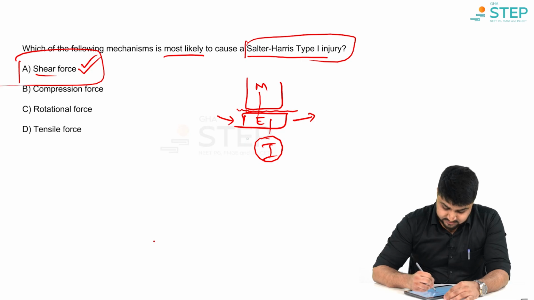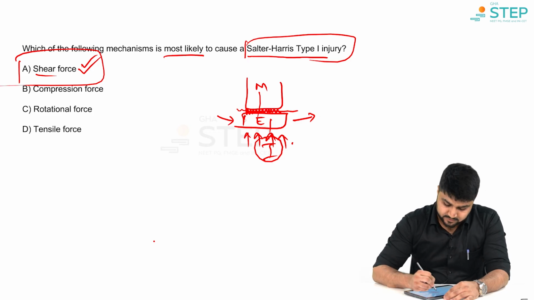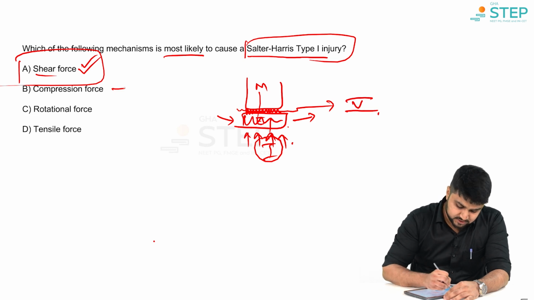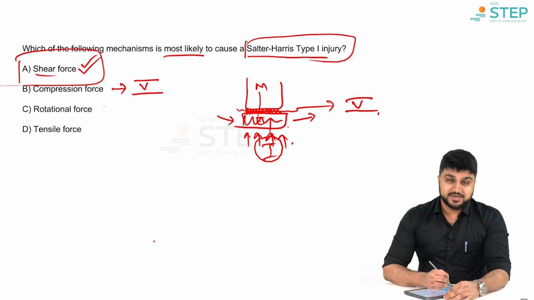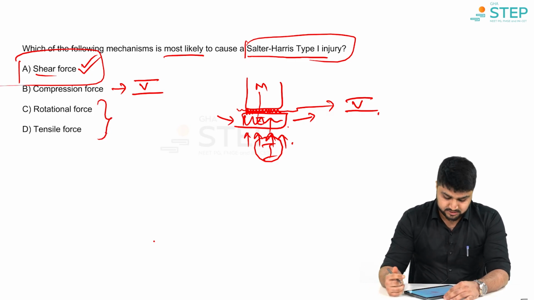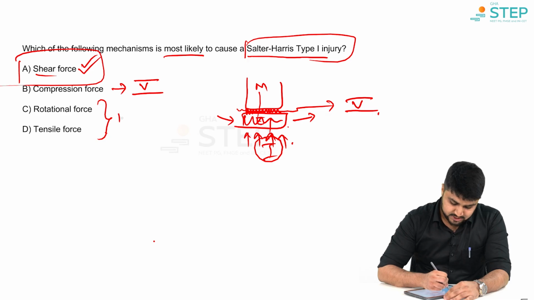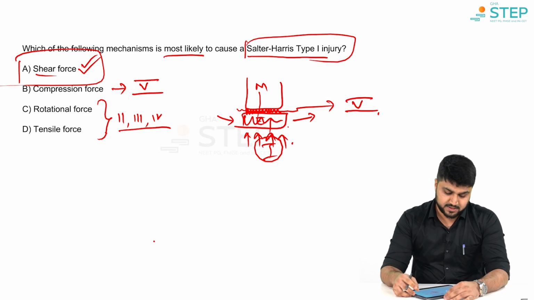Compressive force, as we have discussed, when compression is continuously applied across the epiphysis, the first thing to get compressed and crushed will be the physis, followed by the epiphysis. So, usually this will result in a type 5 injury. Compression force will result in type 5. Rotation and tensile forces, depending upon the position of the extremity during the time of injury, can result in any of these type 2, 3 or 4 Salter-Harris injuries.